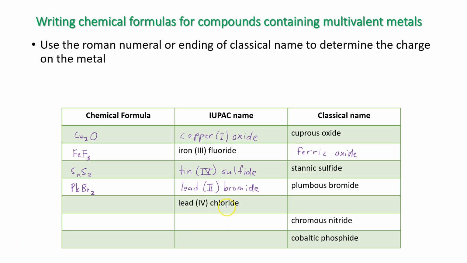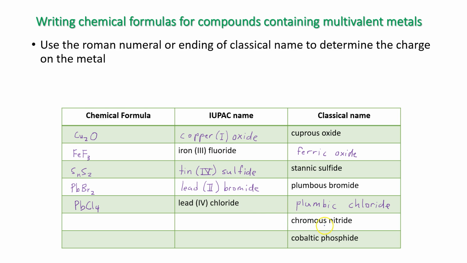Okay, next one, lead 4 chloride. This would be plumbic chloride, and so we would write PbCl4.